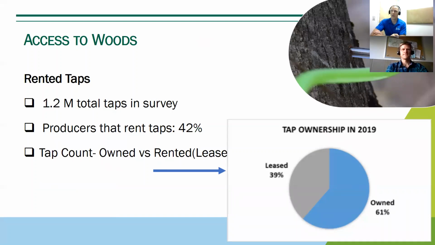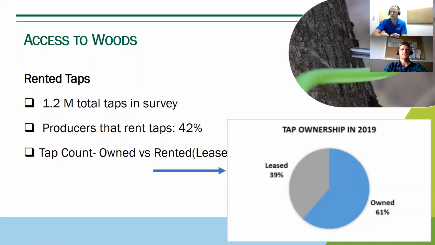Okay, so looking at that survey, we've got some information on how people are accessing woods. There were 1.2 million total taps in that survey that we did last year. Of the 312 producers that responded to the survey, 42% of those respondents indicated that they rent taps from another landowner.